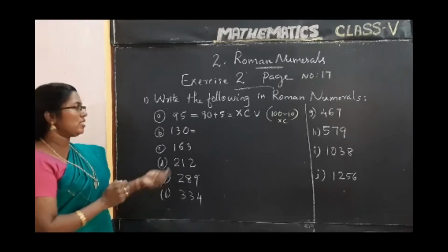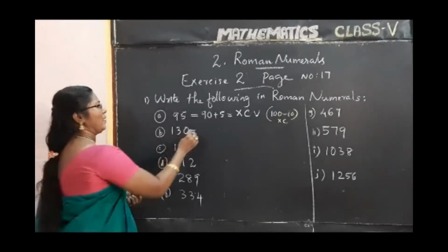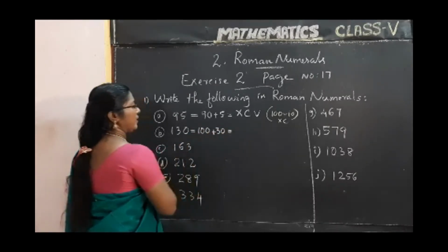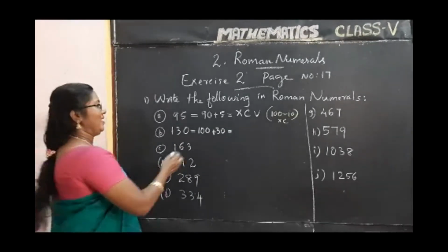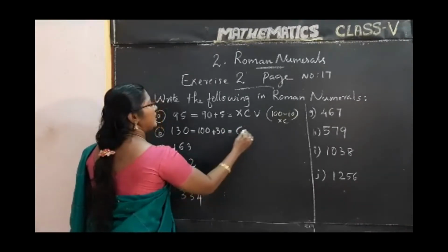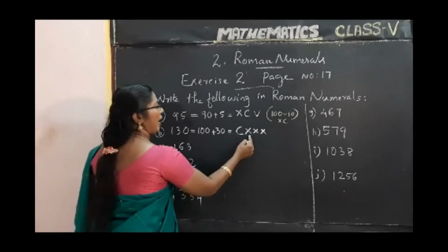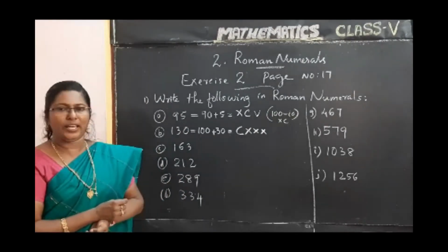130. How do you split this 130? Yes, 100 plus 30. It can be written as 100 plus 30. What's the symbol for 100? C. C, then 30, 3X makes 30. CXXX denotes 130. Okay.